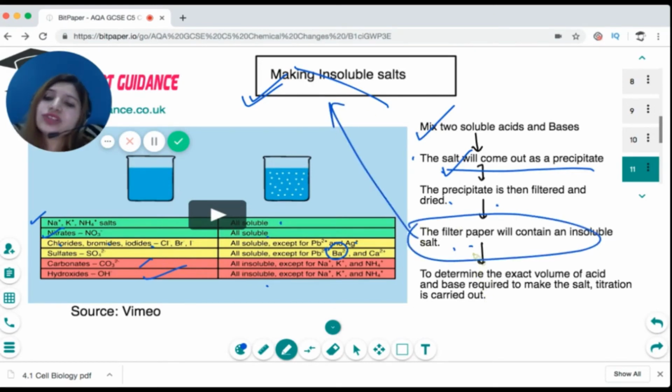Now, how will you determine the exact quantity of acid and base you use? You do titrations. And how do you do titrations? You need to check the C4 video, which is on quantitative chemistry. There I have explained the whole process of titration.